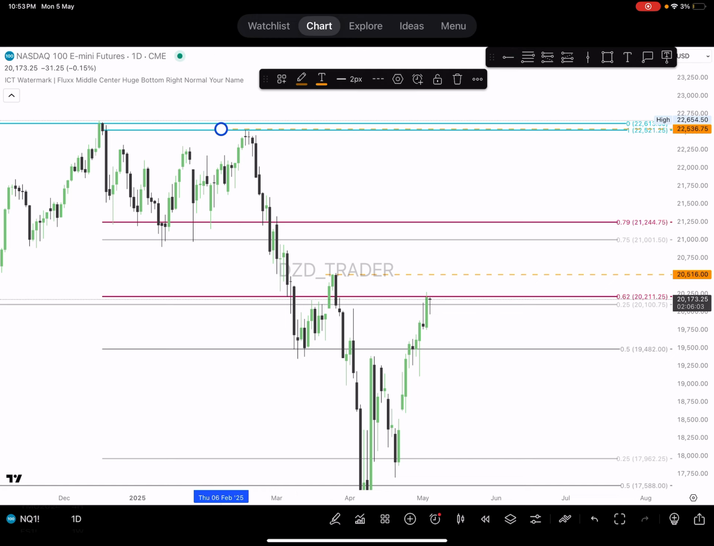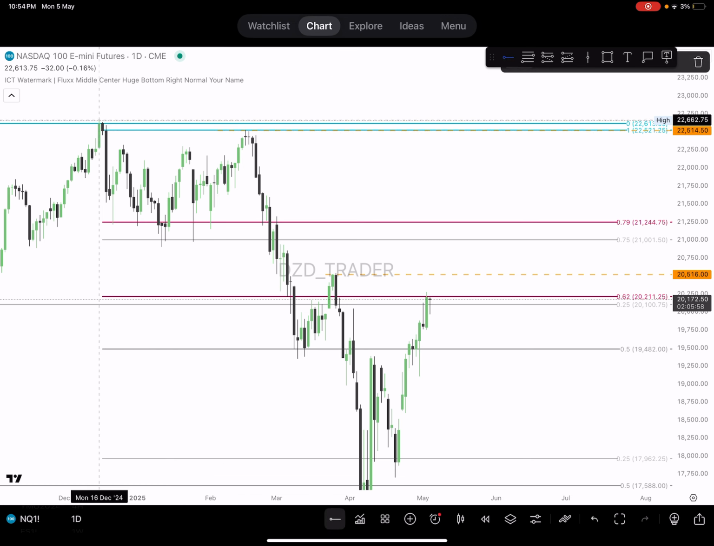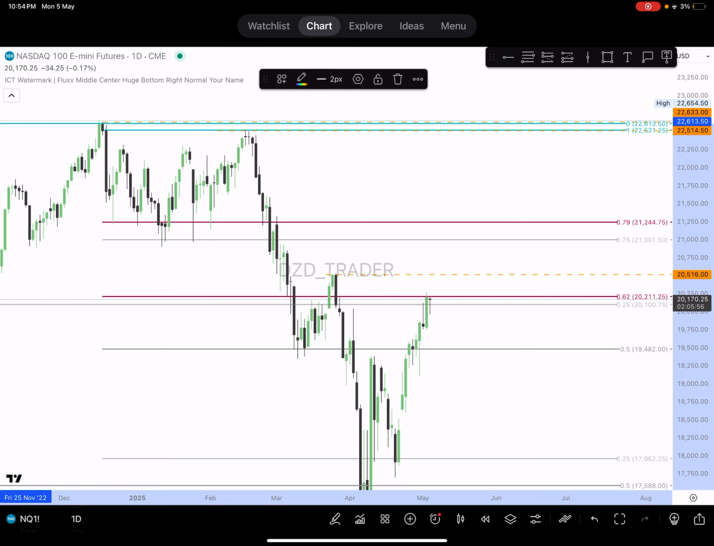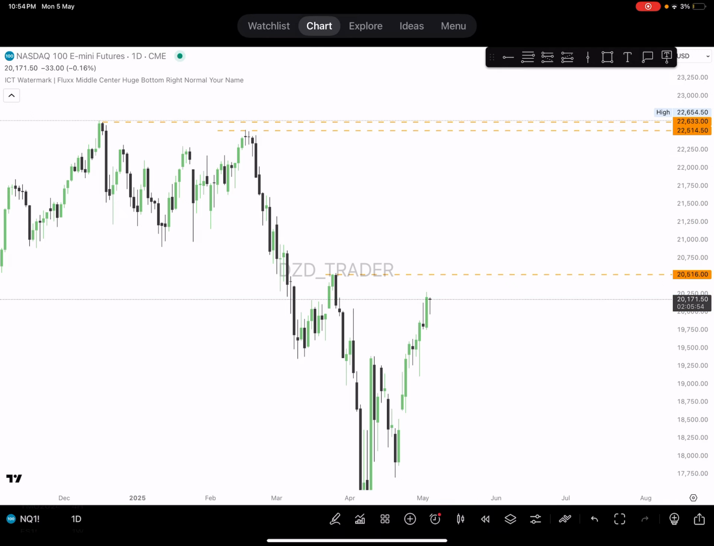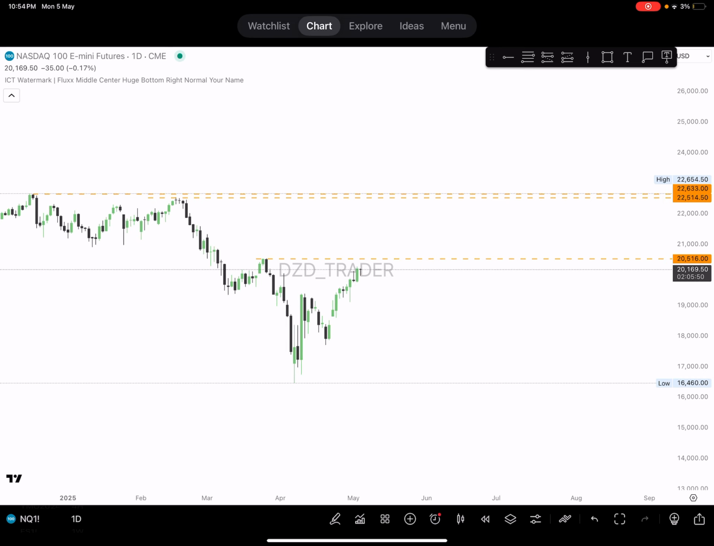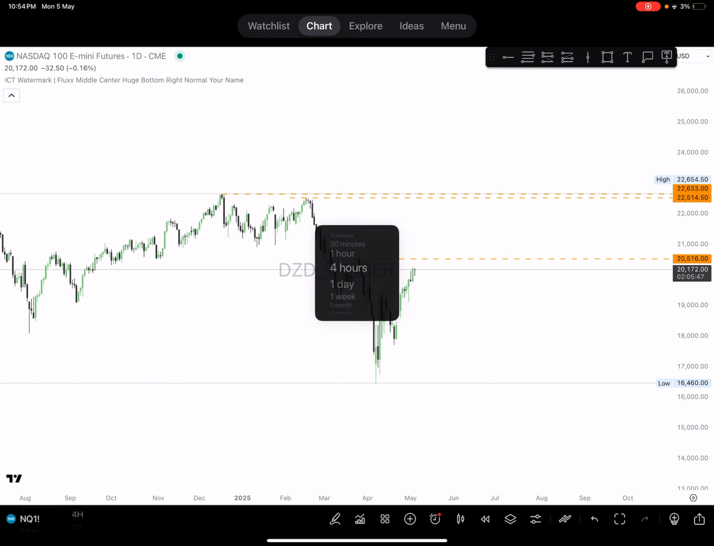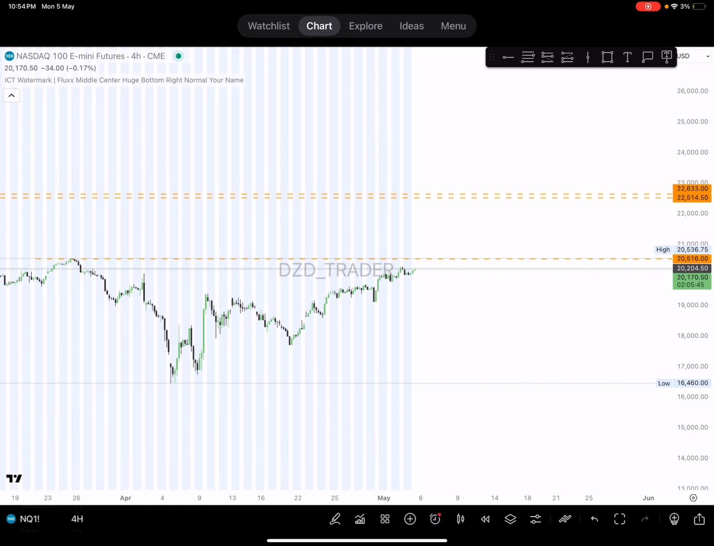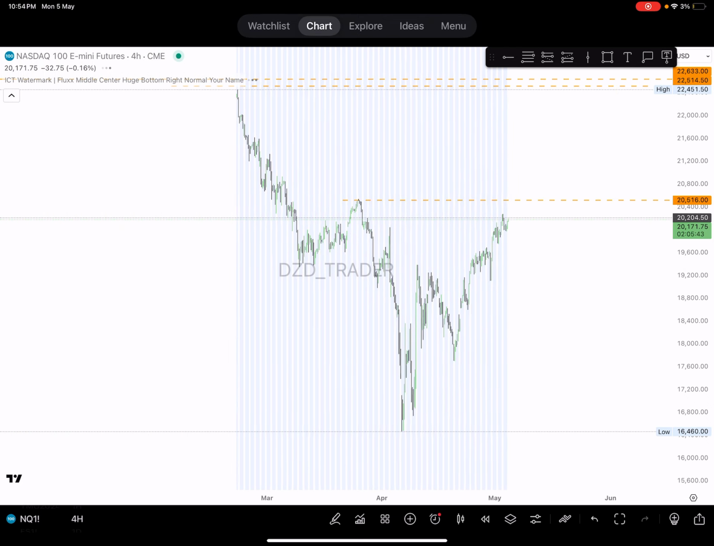Almost equal highs there. Okay, and there you get another one here. Let me just delete the Fibonaccis that I drew. I delete them. Okay, now let's keep only those and let's zoom in. 4 hours. Let's go see the 4 hours.